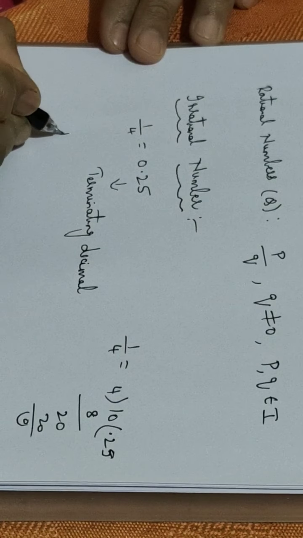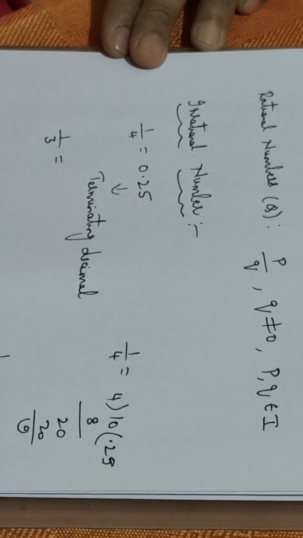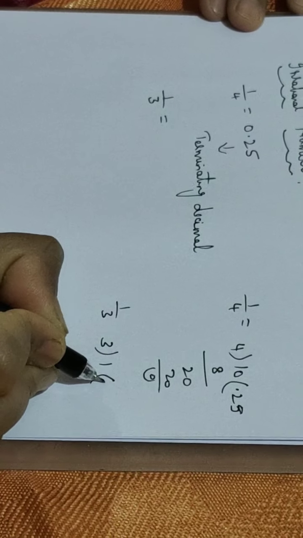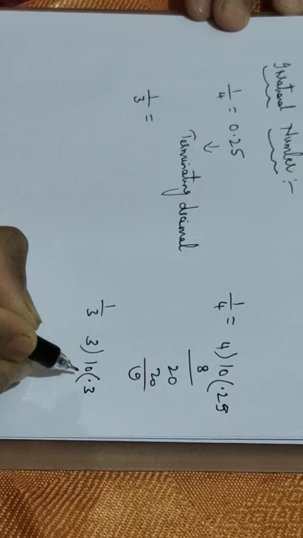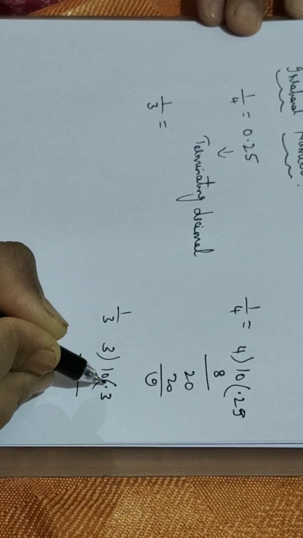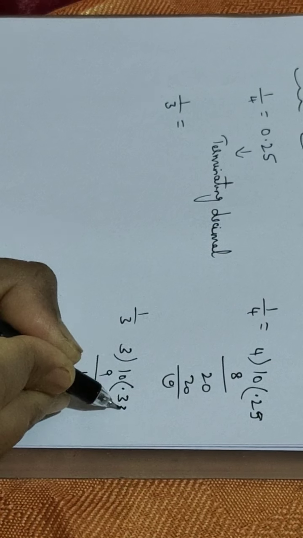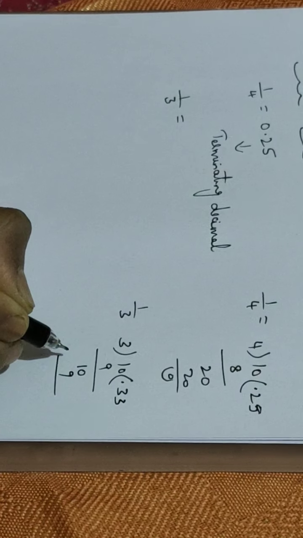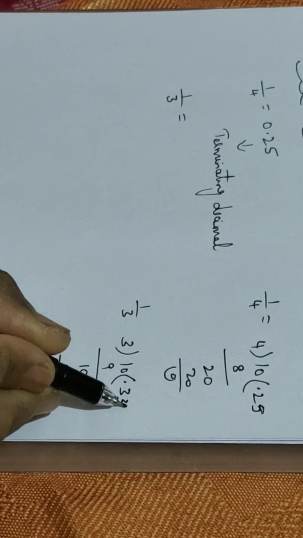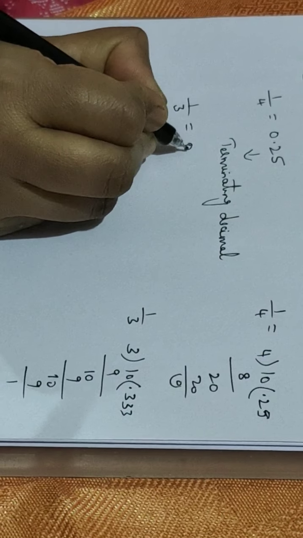Let us take one more example. 1 by 3, that is 1 divided by 3. 0 point 0. 3 threes are 9. 10 minus 9 is 1. You already have a decimal. Put a 0. 3 threes are 9. Again 10 minus 9 is 1. You already have a decimal. Put 0. 3 threes are 9. Again 1.